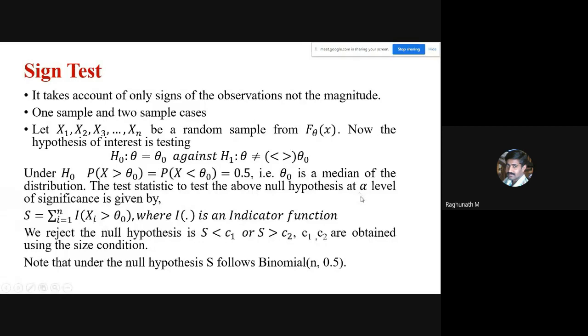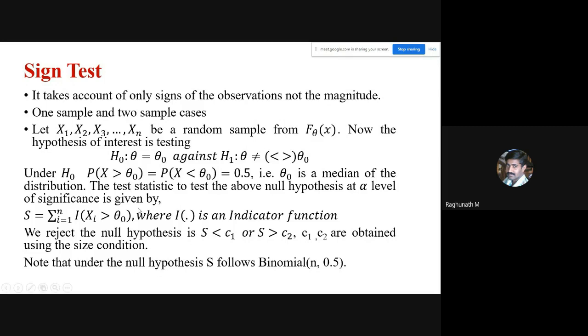Sometimes alpha is taken as a size also. That's the level of significance, meaning how much type 1 error we are going to commit up to that level. But for size also, we have the freedom to go up to that level. Okay.